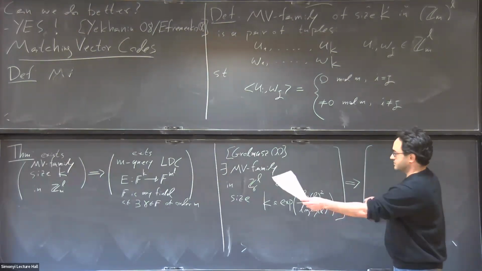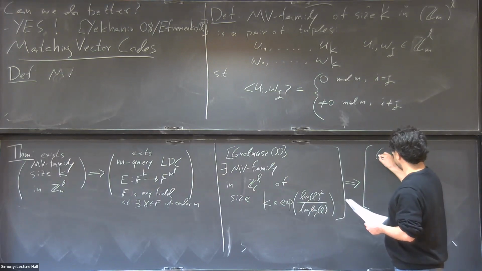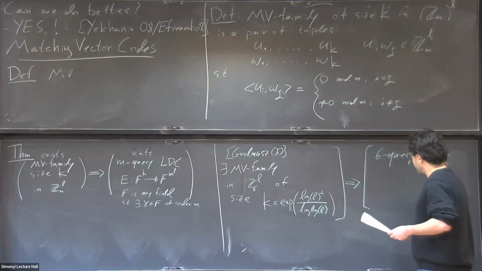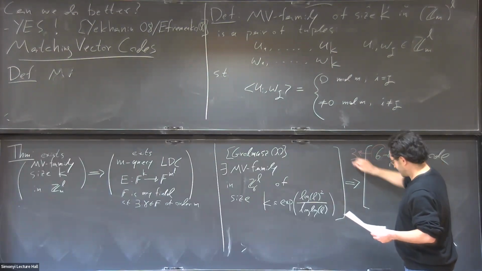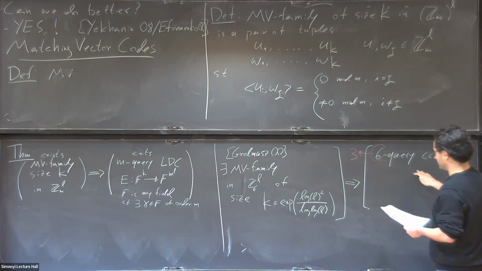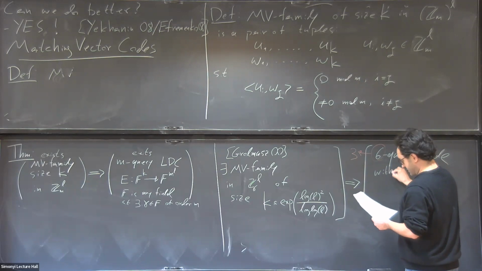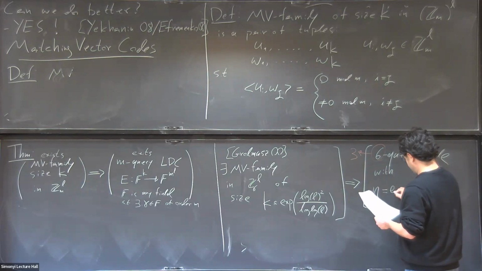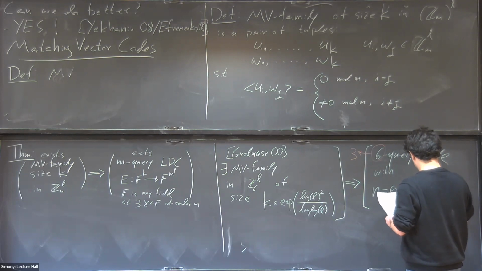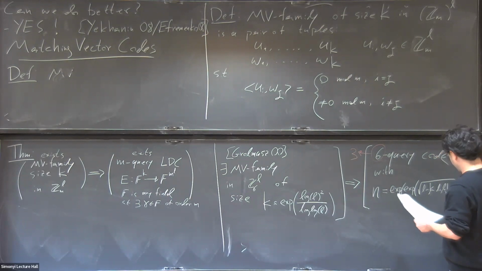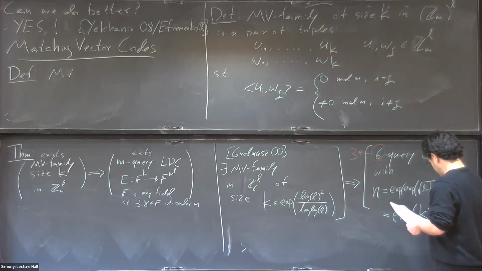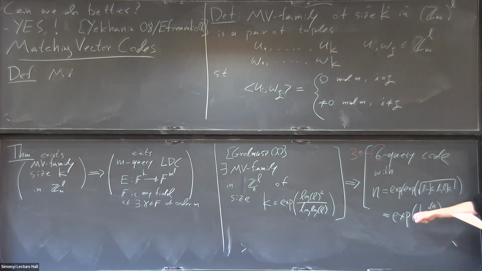From this, using that theorem, you get a 6 query code. You can actually reduce this to 3. That's an extra trick that reduces it to 3, but the standard reduction gives 6. With n equal to 2 to the square root of log k times log log k, which, if you think about it, is less than 2 to the k to the epsilon for any epsilon.